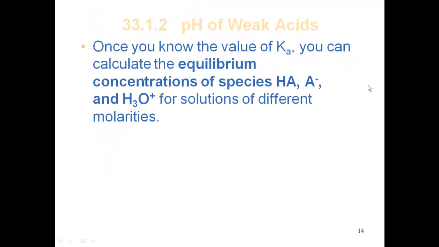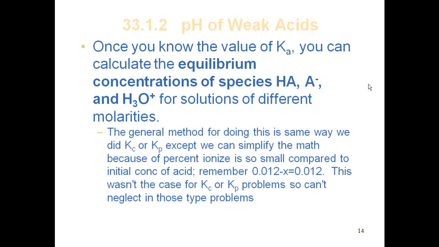Okay, once we know the value of Ka, we can calculate the equilibrium concentrations of all the species involved: your acid, your conjugate base, and your hydronium ion. Or ultimately calculate the pH of a solution, which is what we're normally looking for. The general method for doing this is the same way we've done Kc and Kp, with a simple change that we're going to simplify the math.